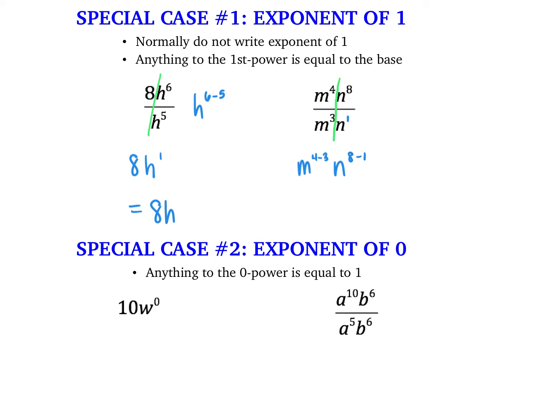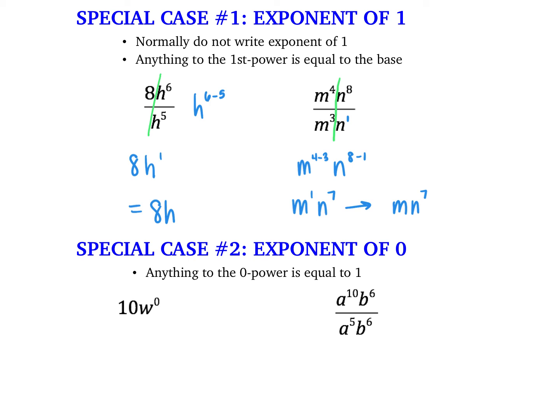A lot of times what happens is people forget that that's 1 and would leave it as 8. But remember, that's one n on there that we're taking away. So I would have m to the first power and n to the 7th power. Again, we could write that the same as just m times n to the 7th power.